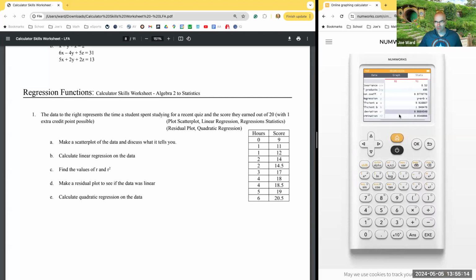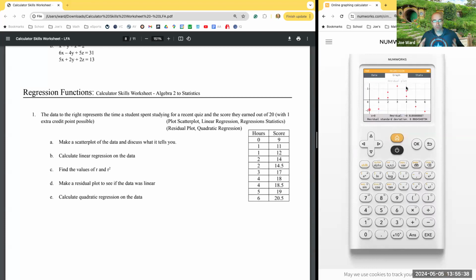Now it says make a residual plot. So that's the next part about this. So what we want to do is we want to go to the graph, and we're looking at this regression, and we have our model, which is linear, and there is our equation. There's r and r squared, and you can just choose residual plot here, and you just hit enter, and it gives you the residual plot.